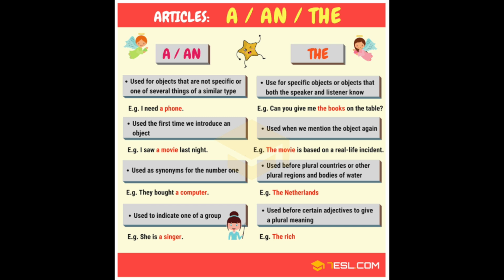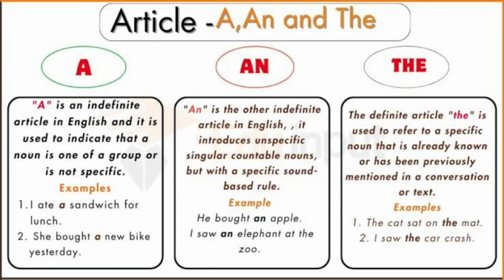Summary of article adjectives. 1. Definite article the refers to specific nouns, e.g., the sun. 2. Indefinite articles, a and an, refer to non-specific nouns, e.g., a chair, an idea. 3. Zero article, used for general references with uncountable or plural nouns.